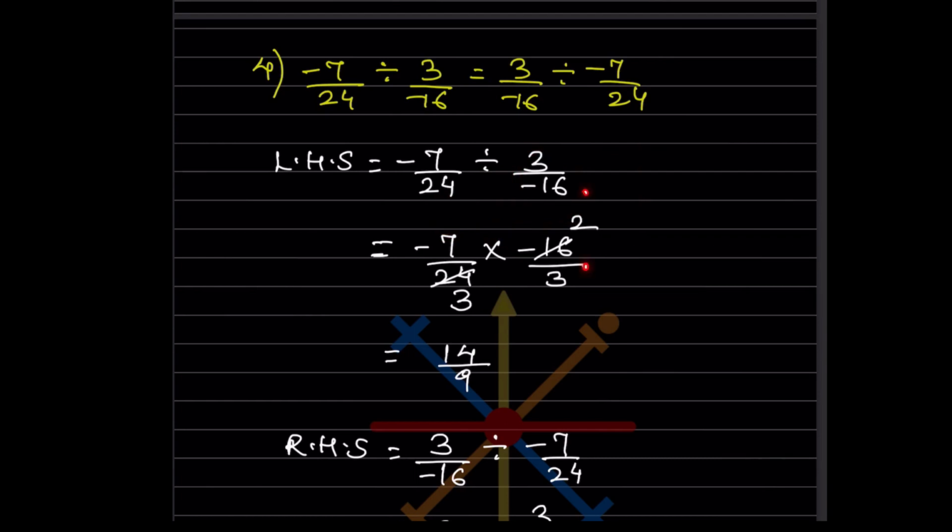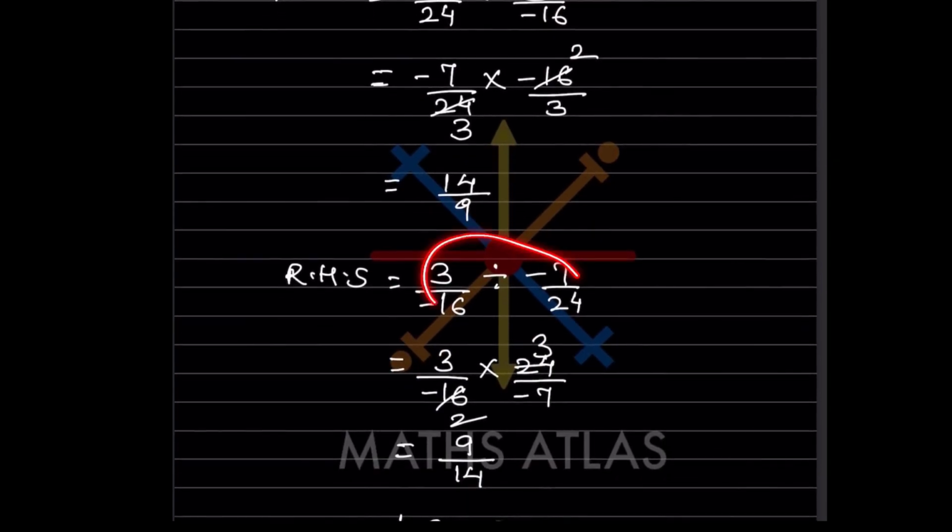So minus 16 here will be, 8 threes are, 8 twos are. So this is going to be 7 twos are 14, and minus minus becomes plus. And here will be 9. So 14 by 9. Now this is the RHS.